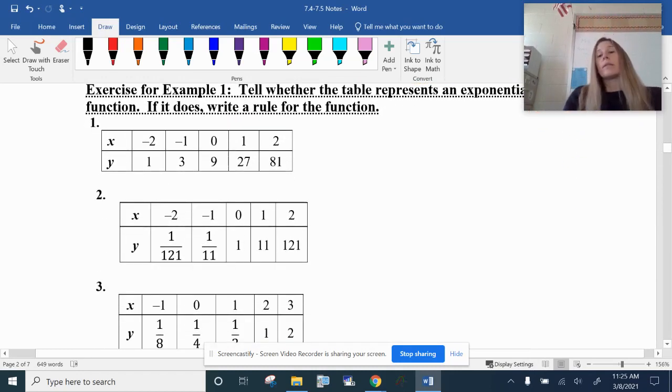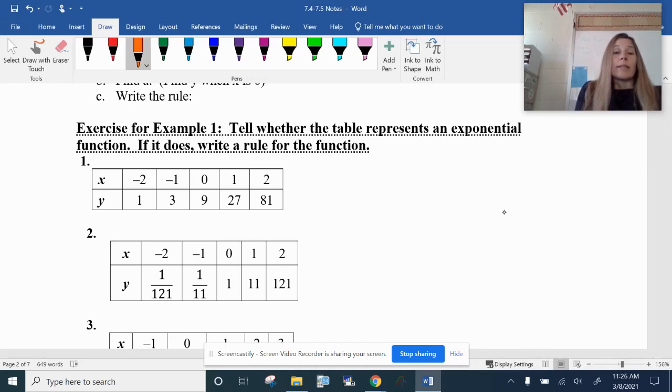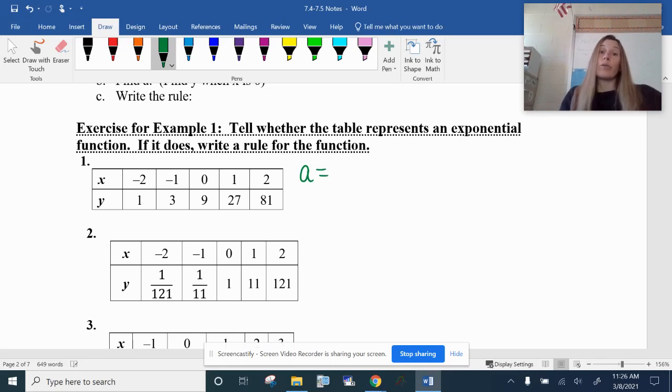All right, so let's look at these examples. Tell whether the table represents an exponential function. If it does, then write the rule. So first thing we're going to look for is that a and that b to make sure that the a value is positive. Then you'll know, okay, I do have an exponential function here. Then you look at the b value to determine is it exponential growth or exponential decay, and then you use both of those to write the function rule.